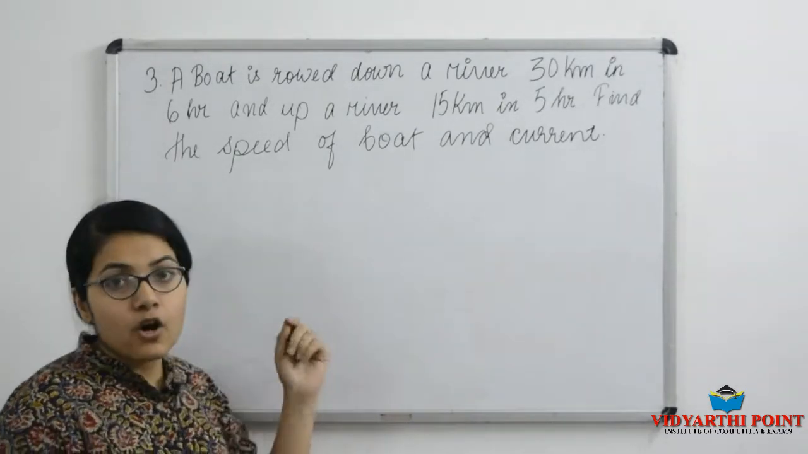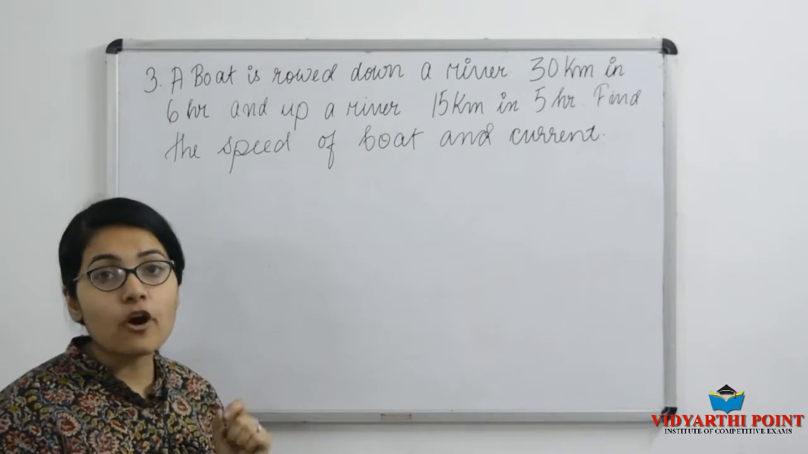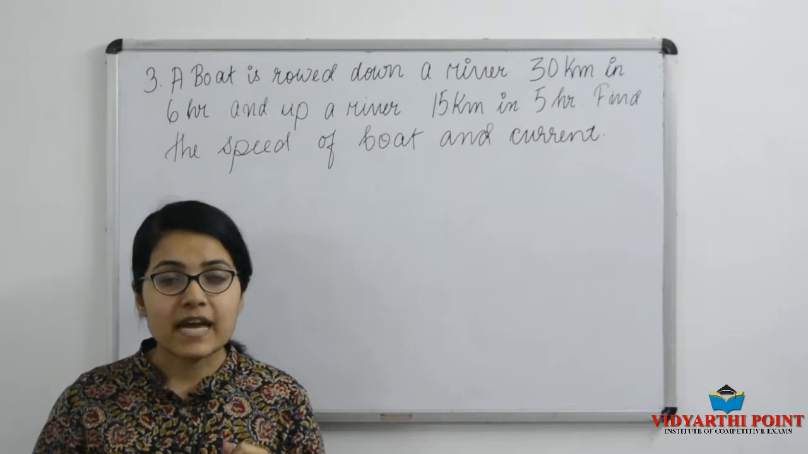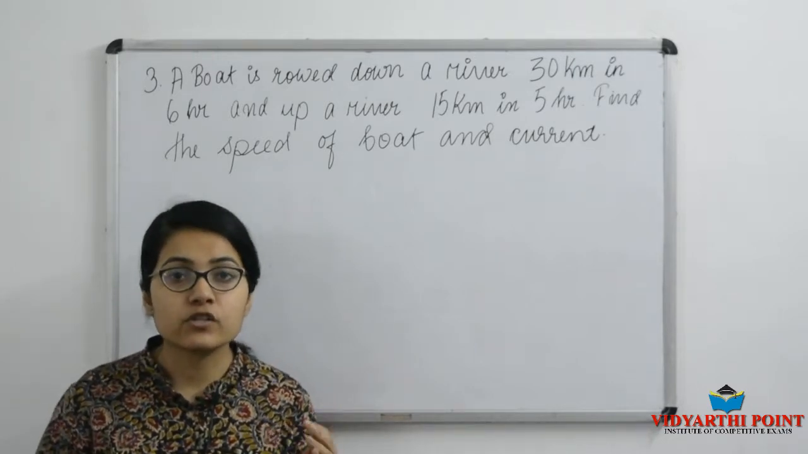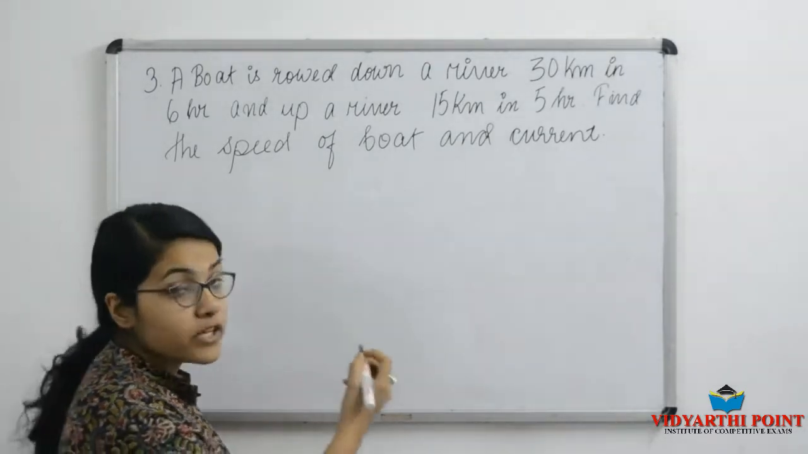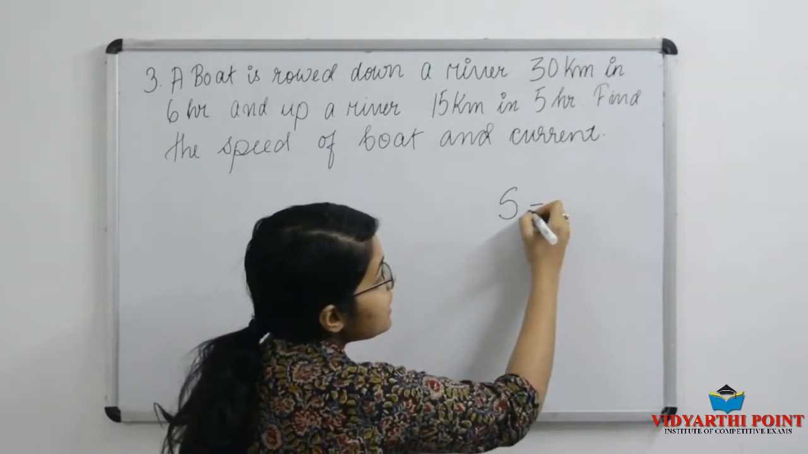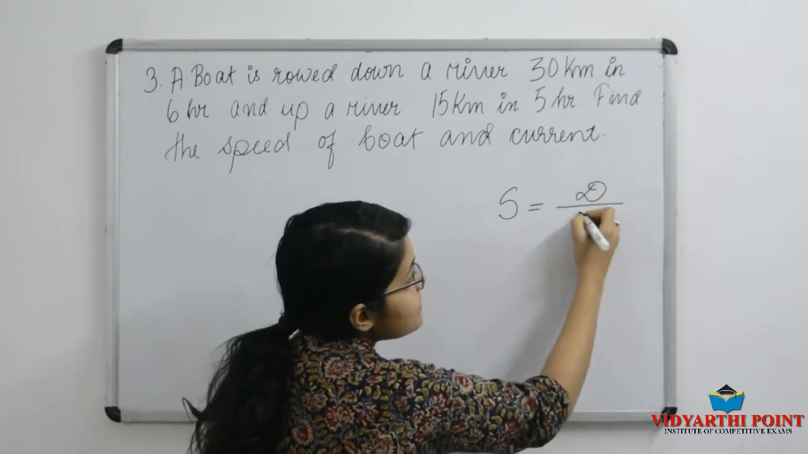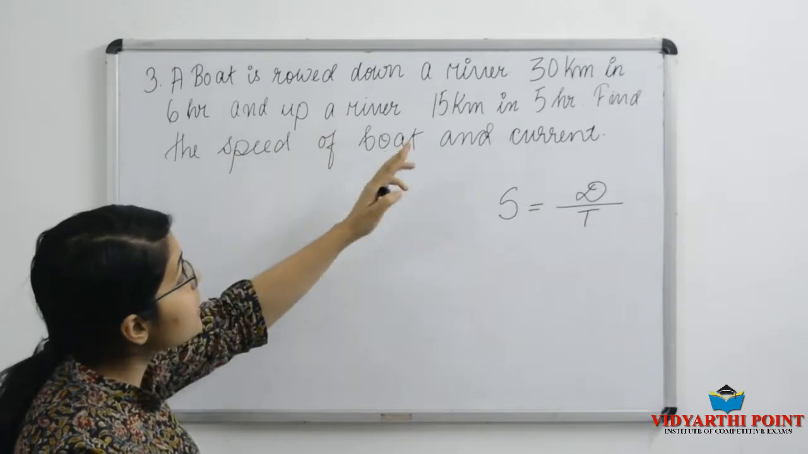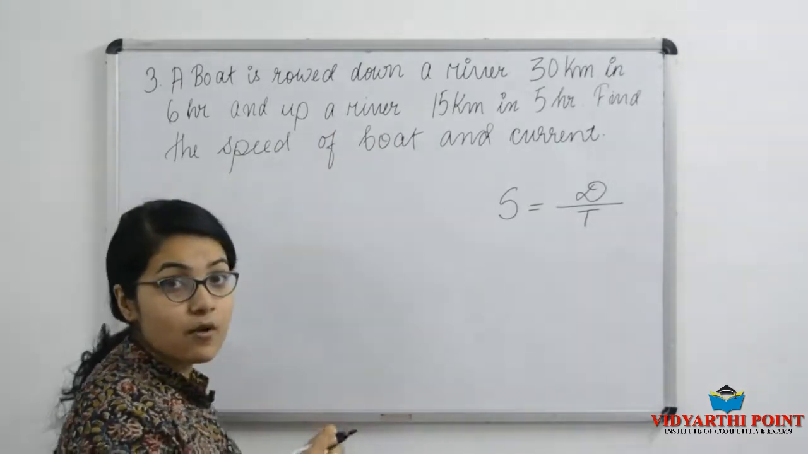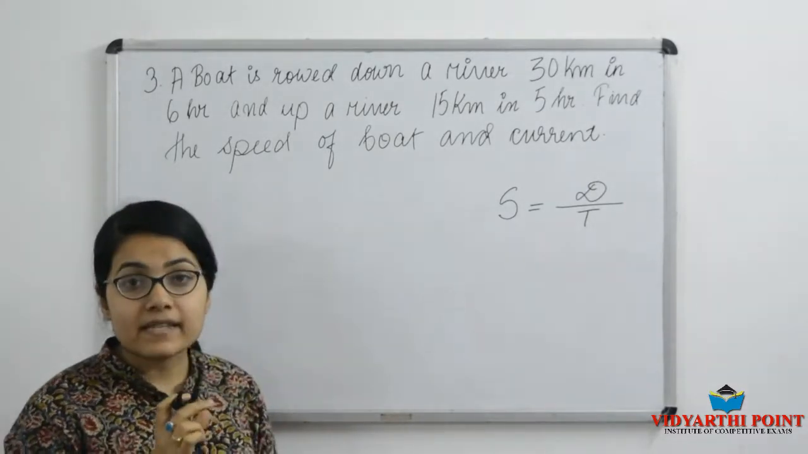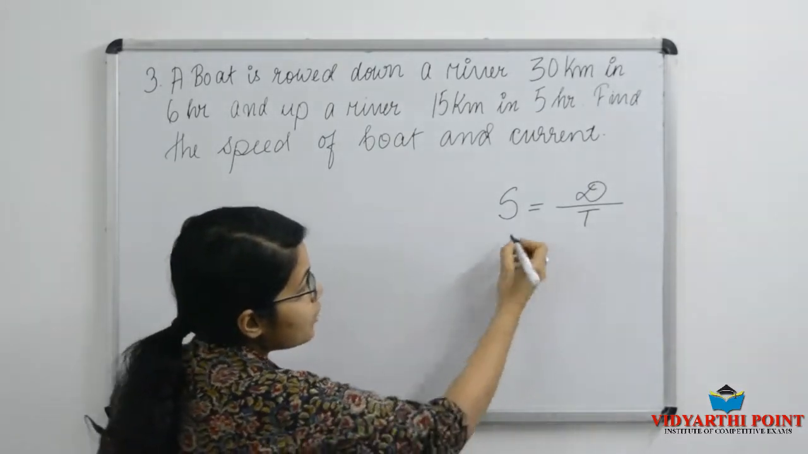In this chapter, we have to apply the formula of speed, distance and time. The formula and the concept of speed, distance and time is clearly explained in our previous videos. If you have any confusion, please go through that video. Now, we know the formula as speed equals distance by time. Now, a boat is rowed down a river 30 km in 6 hours. 30 km is the distance, 6 hours is the time. We have to find the speed.